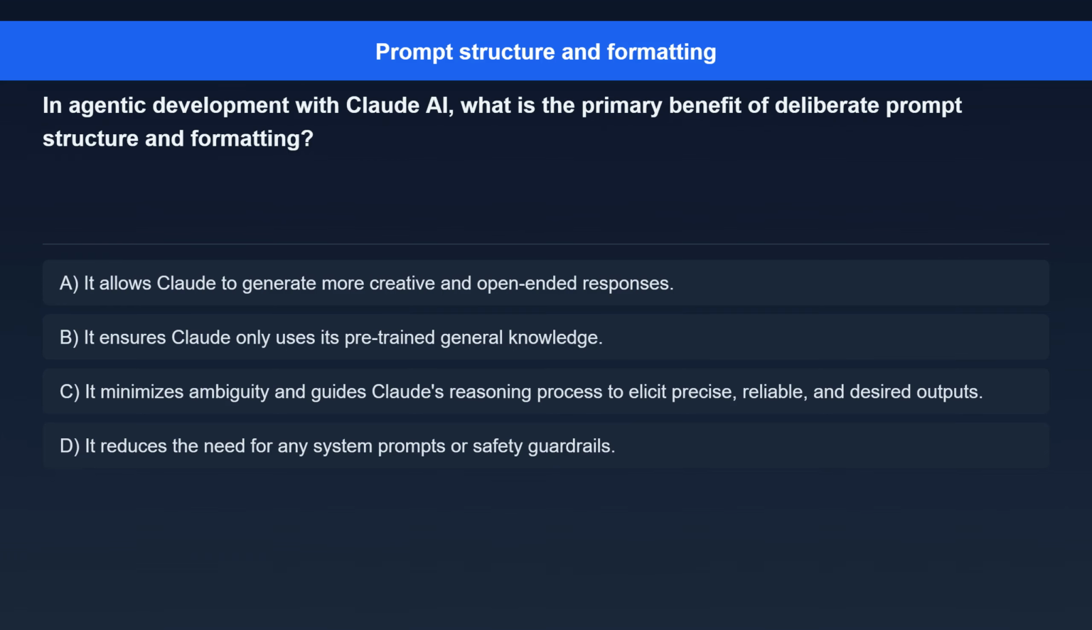Question 4. In agentic development with Claude AI, what is the primary benefit of deliberate prompt structure and format? Option A. It allows Claude to generate more creative and open-ended responses. Option B. It ensures Claude only uses its pre-trained general knowledge. Option C. It minimizes ambiguity and guides Claude's reasoning process to elicit precise, reliable, and desired outputs. Option D. It reduces the need for any system prompts or safety guardrails.